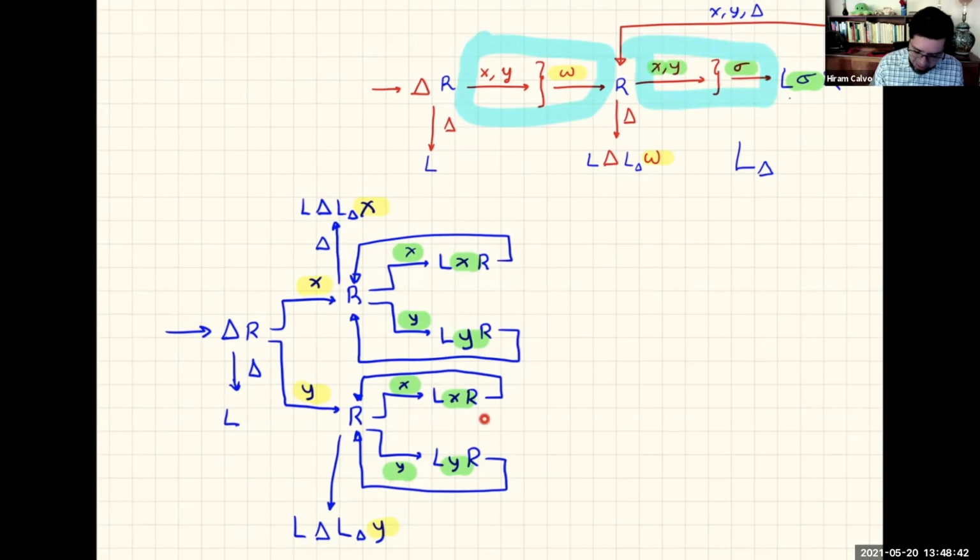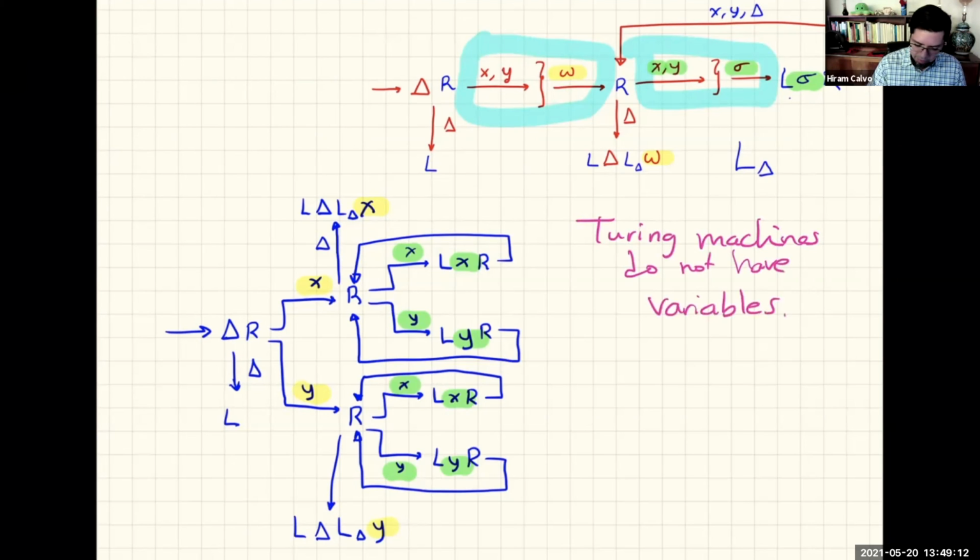So I expand this not because I want to make your life more complicated, but because I want you to realize what this is doing. How is this helping us? And that Turing machines do not have variables. I think this is the most important part. Turing machines do not have variables. Because this looks like a variable. No, it's just a diagram thing.